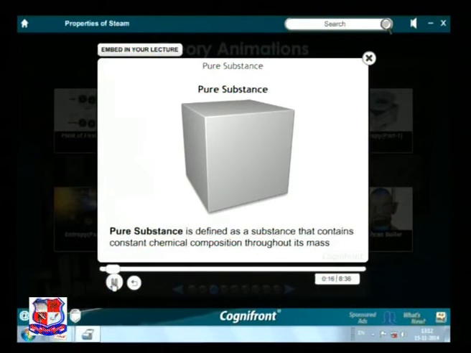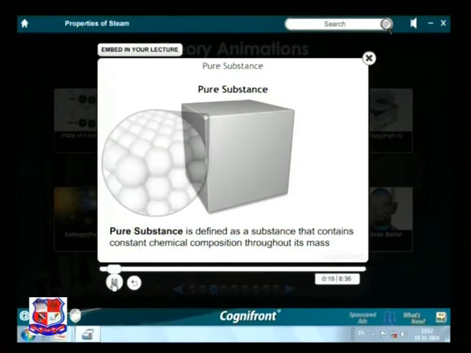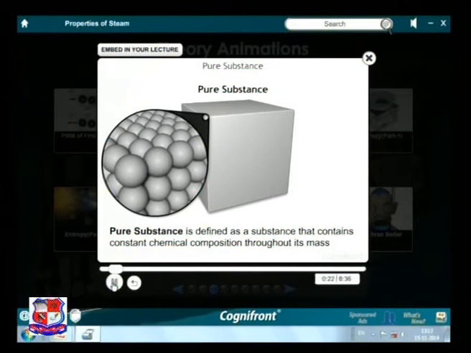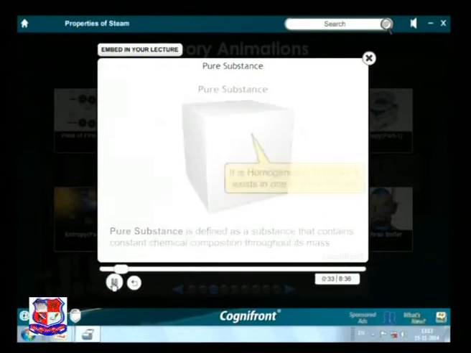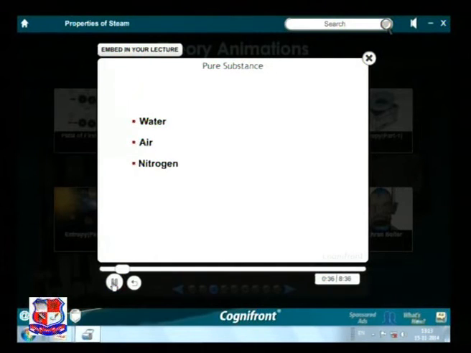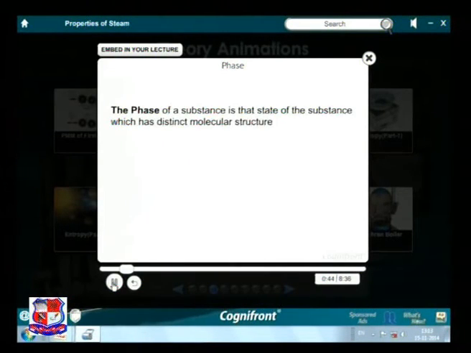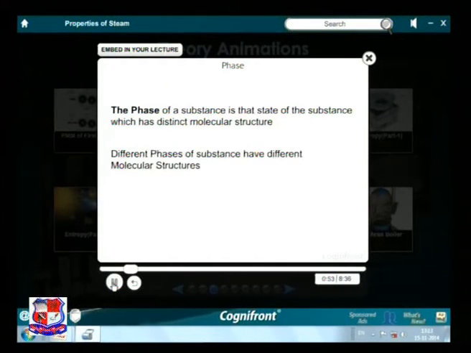A pure substance is defined as a substance that has constant chemical composition throughout its mass. It is homogeneous in nature and exists in one or more phases. Water, air, nitrogen are some examples of pure substances. Phase: the phase of a substance is that state of the substance which has a distinct molecular structure. Different phases of a substance have different molecular structures.